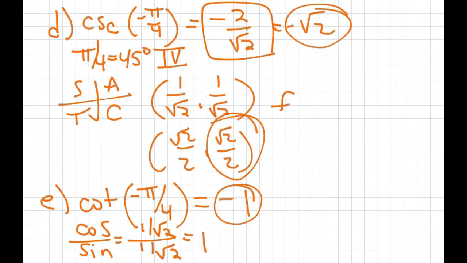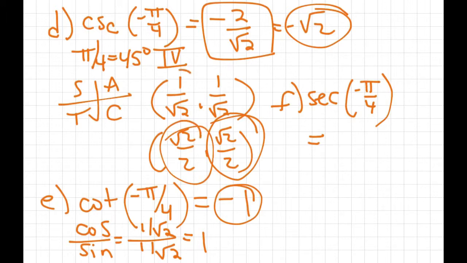And the last one, the secant of negative pi over 4. Well, the nice thing is secant's the reciprocal of cosine. So we know the answer is going to be positive. So what's cosine? Cosine is square root of 2 over 2, or 1 over the square root of 2. What's its reciprocal? Square root of 2 over 1.